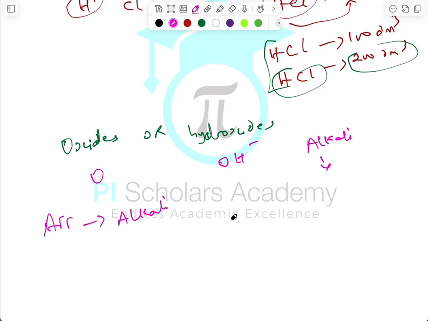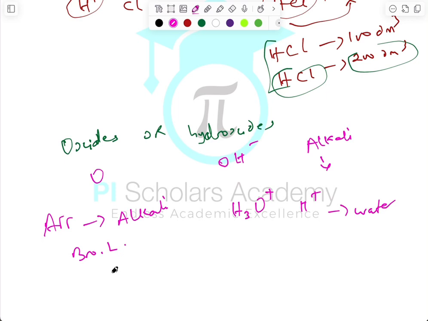So a more general definition would be that bases are substances that, when they react with H3O plus or hydrogen ion, produce water. But that's also a flawed definition. The definition is not really perfect like that. So we have Bronsted-Lowry. We also have the Bronsted-Lowry definition.